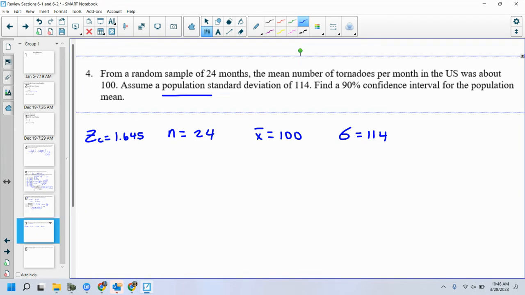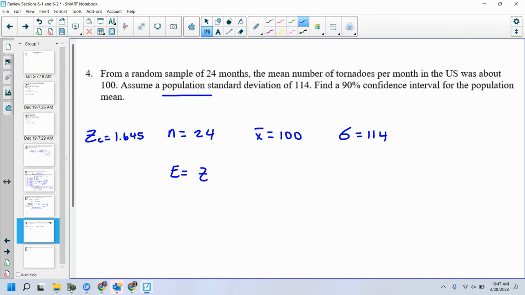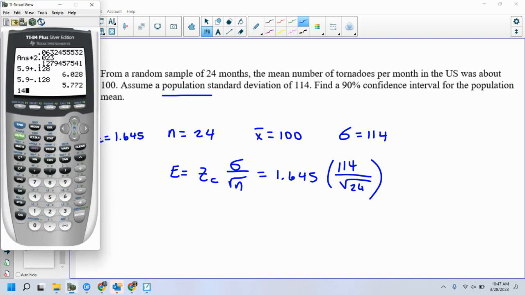All right, so now let's find our error margin. Error margin, again, is zc sigma over radical n, right? Just double check. Definitely the formula. All right, so zc is 1.645, sigma is 114, square root of 24. So we can say 114 divided by the square root of 24. 114 divided by the square root of 24, please. 23.27. Oh, not yet. Times 1.645. 38.28.